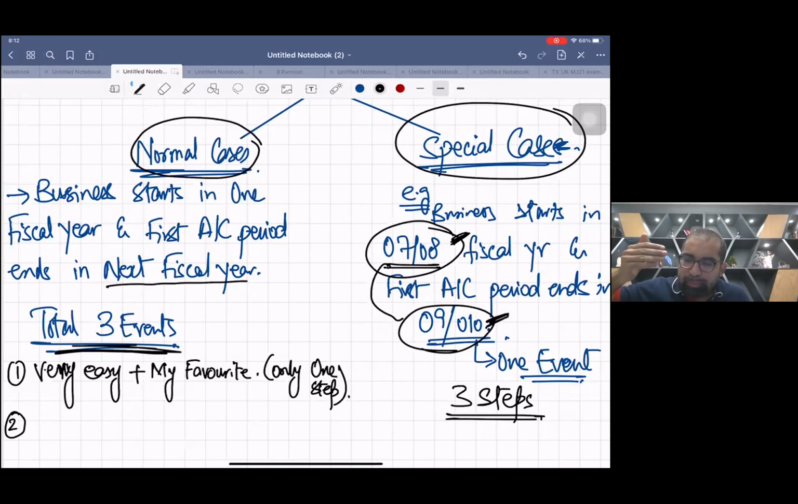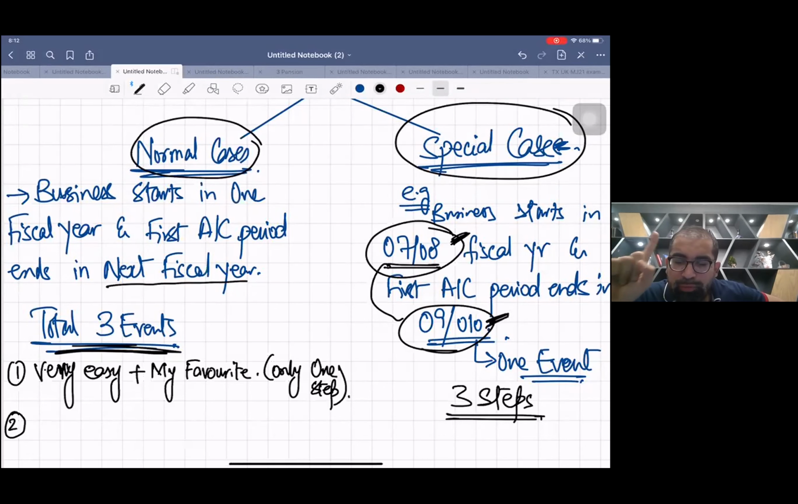From the start of the business starting date to 31st March, you do this first step, and you find that the first accounting period is not yet covered completely. You haven't covered the first accounting period completely. So now you have only two options left.